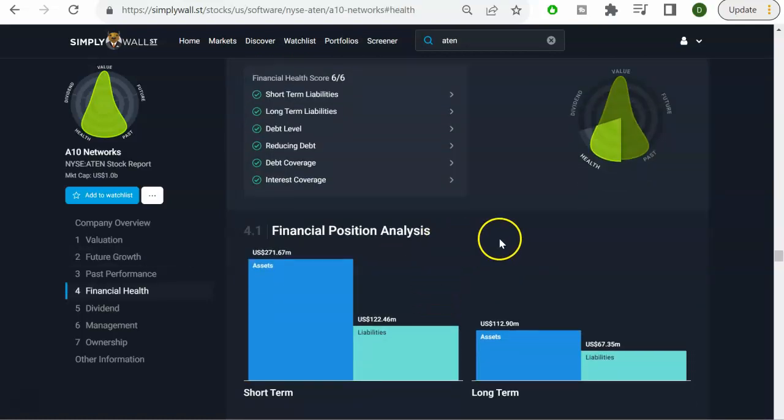And this company is very healthy. The assets exceed the liabilities. We want to see that. And we want to see this. 6 out of 6. The various different criteria that they use for financial health.